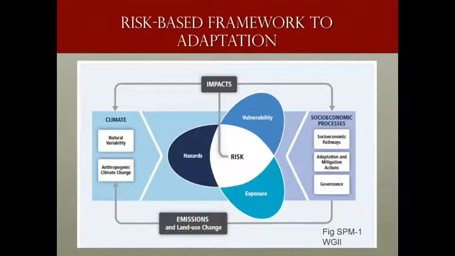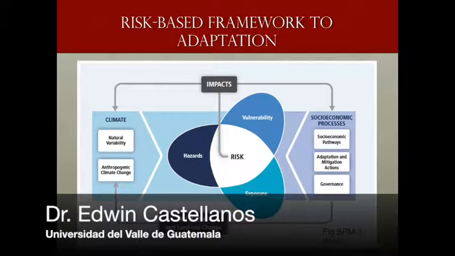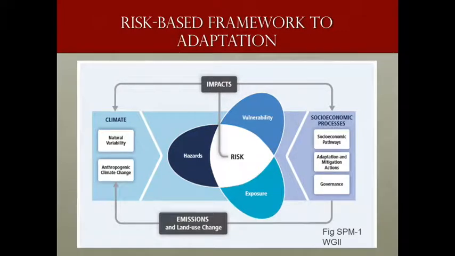Okay, so let's move on. Really, the first part we just discussed was just the introduction to set up the stage to start talking about adaptation. So this is just the beginning now of the real presentation.